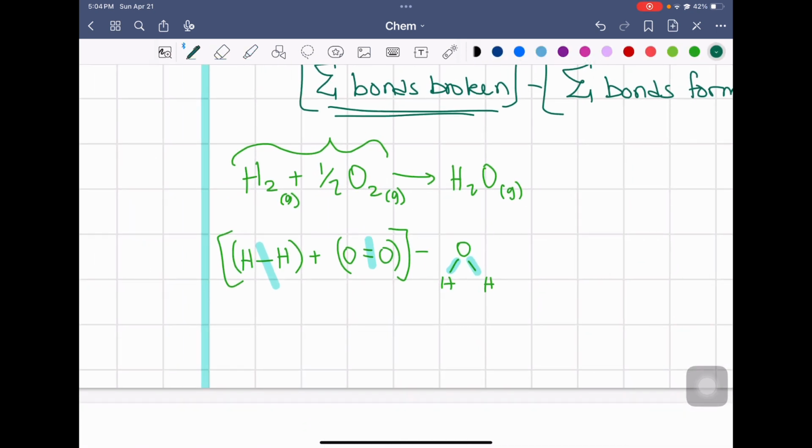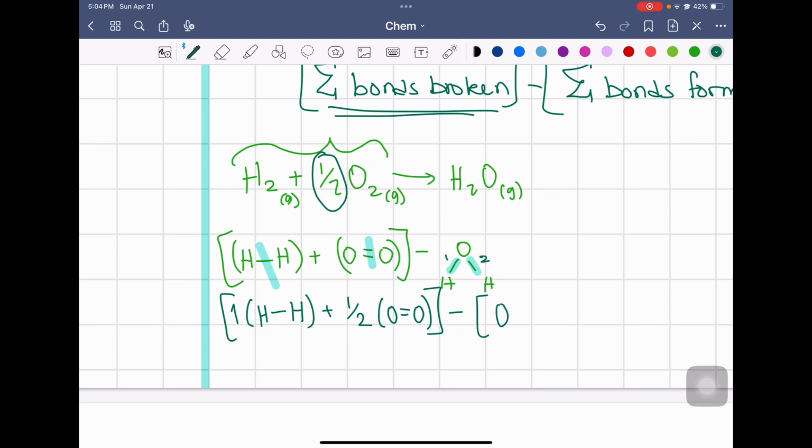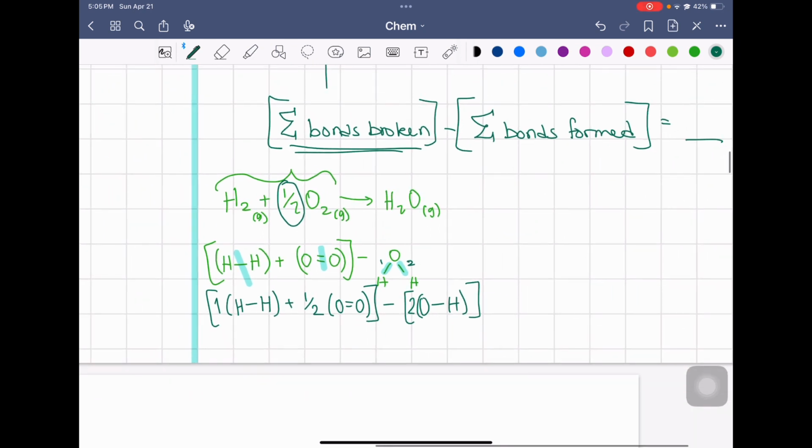So, let's start with 1 H-H plus half, don't forget your coefficients over here, half O double bond O, minus 2 OH bonds. So basically we're counting all the bonds and we're just replacing them with their enthalpies.